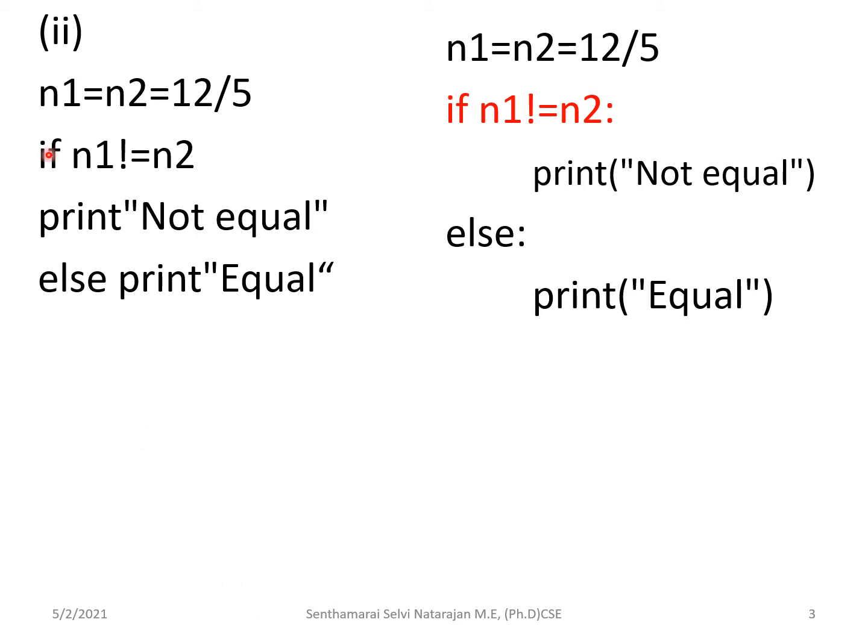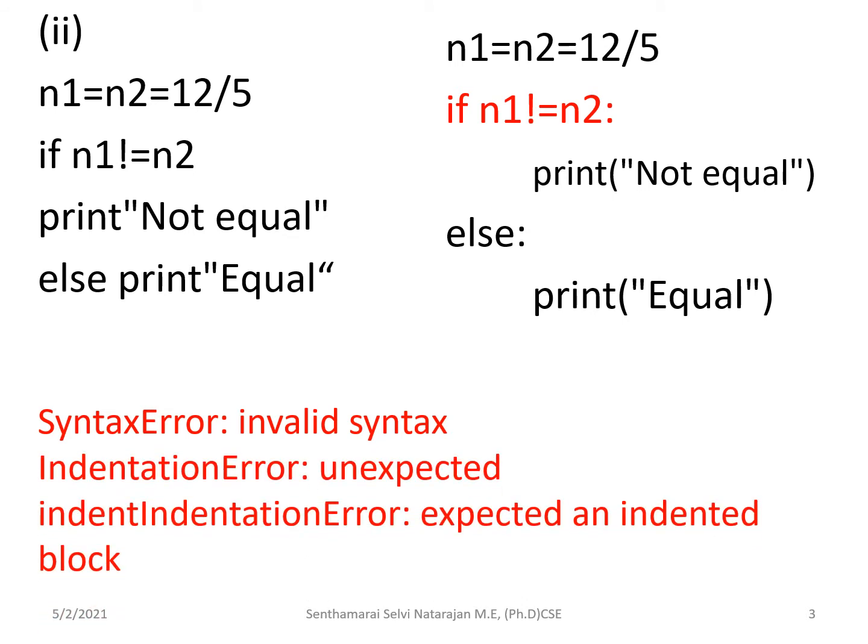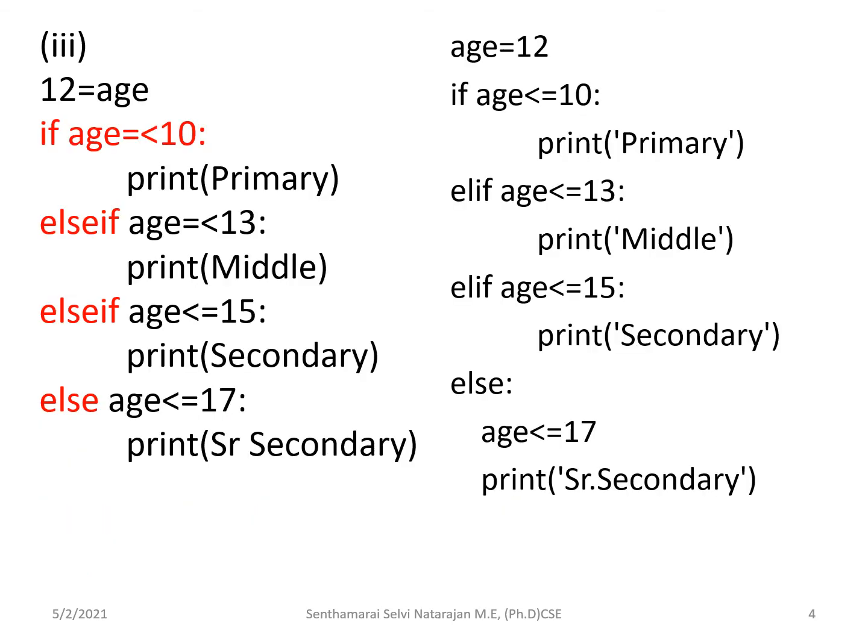Here they have given n1 and n2, two numbers, 12 and 5. If n1 is not equal to n2, print not equal, and then else print equal. Here you can see that this is the syntax error. The if syntax is not given correctly, and there is the indentation error here, and again in else, and then the indentation error for this print. The corrected code is given here, and the errors are invalid syntax, and then indentation error again, expected an indented block in else. Moving to the third question.